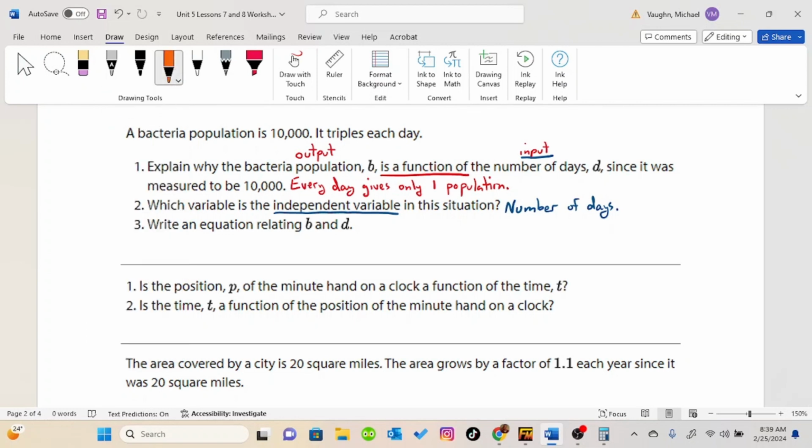Number 3, write an equation relating B and D. So B of D equals the starting population, 10,000, times my growth factor, triples, means times 3, to the power of my input, which is D, number of days.